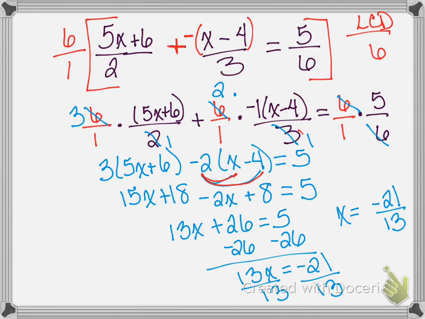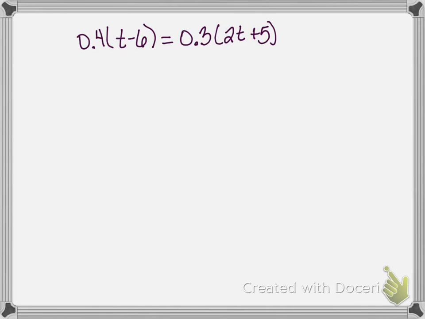Okay? So, our next one is going to have a decimal in it. Okay, so I have 0.4 or 4/10 times t minus 6 equals 0.3 or 3/10 times 2t plus 5. Now, students get a little bit confused with this because of the parentheses.